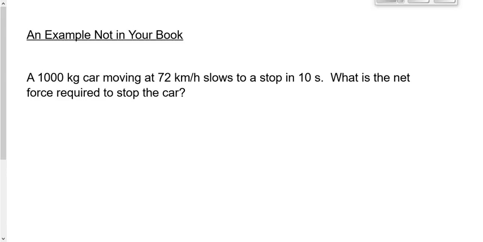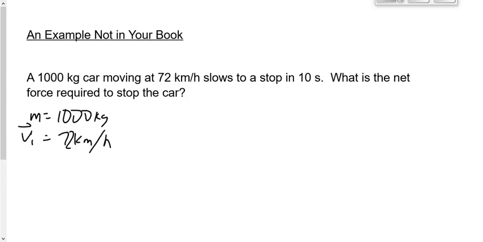Let's write down some givens here first. We have a mass of a car of 1,000 kilograms. Something is 72 kilometers per hour. Tell me what that is. It is what? It is VI. Who said that? Good. It's VI. It's the initial velocity. Now, we're going to want to convert that to meters per second, right?